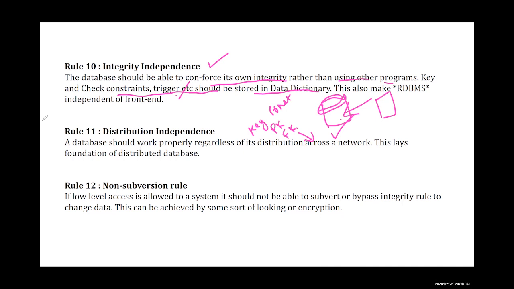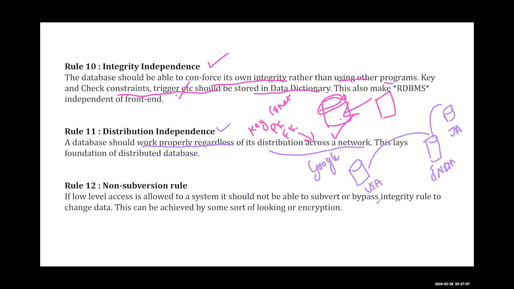Now rule 11 says distribution independence. A database should work properly regardless of its distribution across a network. For example, Google. Google's database might be available in the USA, it might be available in India. One database is stored in the USA, one is in India, another may be somewhere in Japan. Whenever we are Googling, it should not bother me where the database is physically available, and I should be able to access it without any problem. That is what distribution independence means. Wherever it is stored across the network, it should not bother the user. It should give the same kind of performance. That is when it becomes an RDBMS.